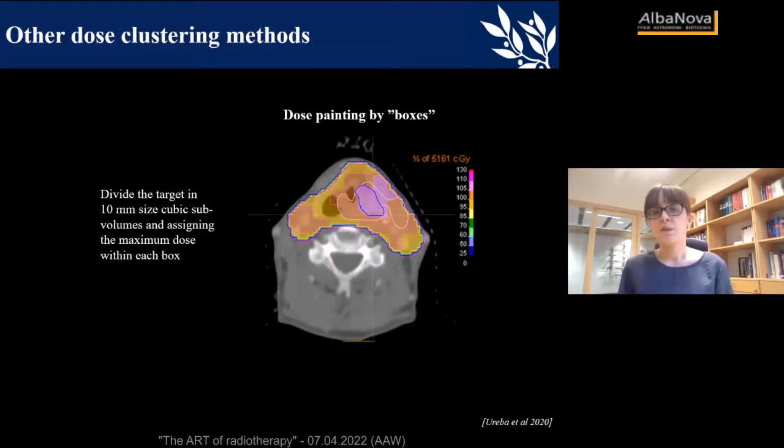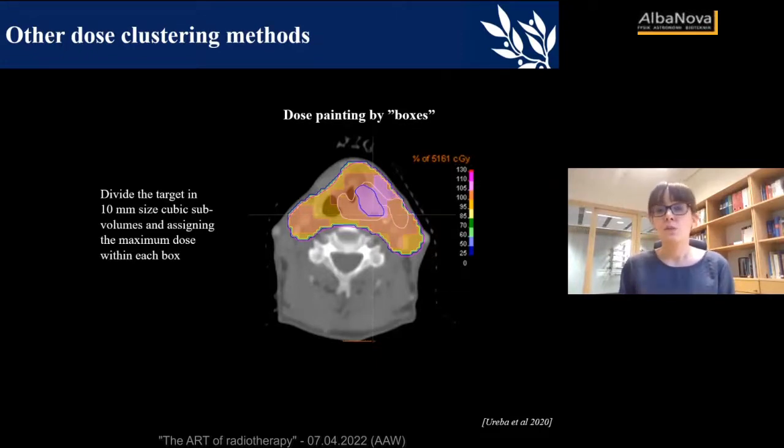Another strategy that we have been working on is something in between. Dose painting by number corresponds to using a small brush size. Dose painting by contour would correspond, in this analogy, to painting with a large brush. There could be different flavors of those clustering methods. And one of the strategies that we have proposed goes under the name of dose painting by boxes, and basically consists in dividing the target into cubes of, for example, 1 centimeter size, and then assigning a certain dose escalation level to that volume. So paint with a medium-sized brush, so to say.